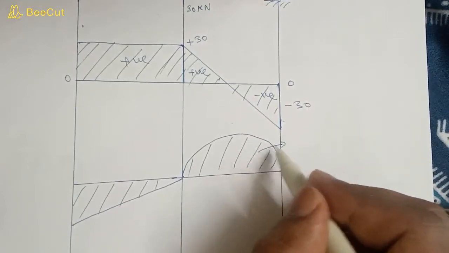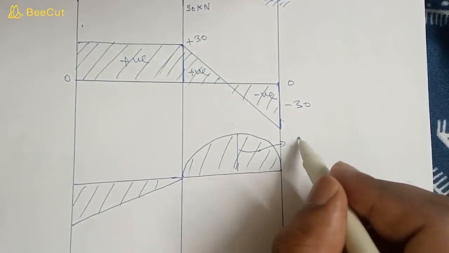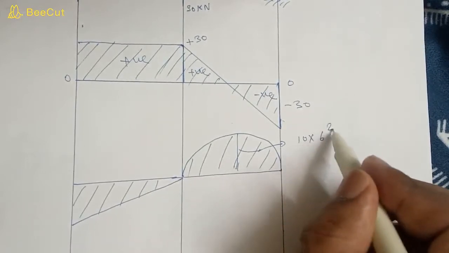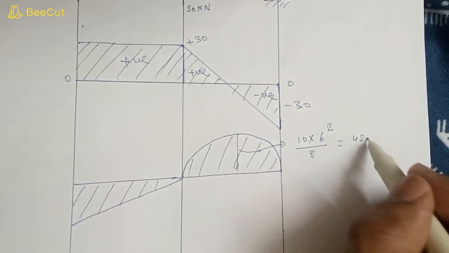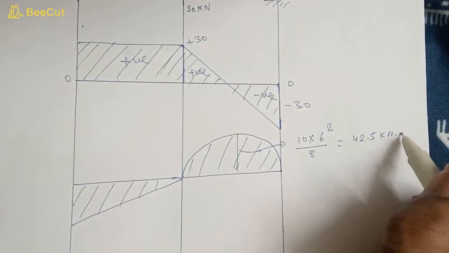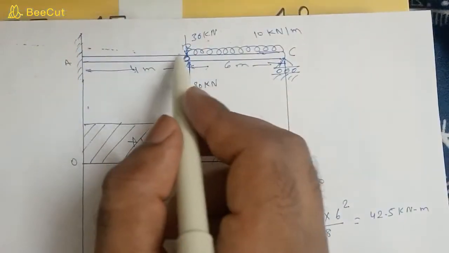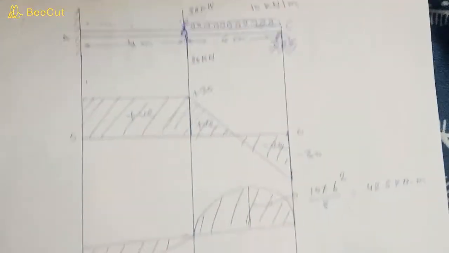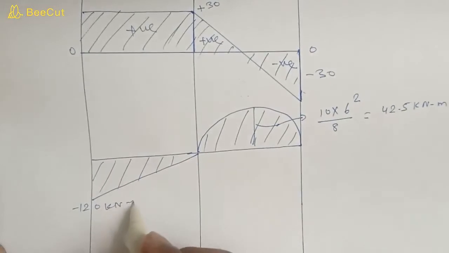This is WL square by 8. The maximum value will be WL square by 8. So W is 10 into L is 6 square by 8. So it will become 42.5 kilonewton meter. And here it will become length into load. So 30 into 4 is equal to minus 120 kilonewton meter.